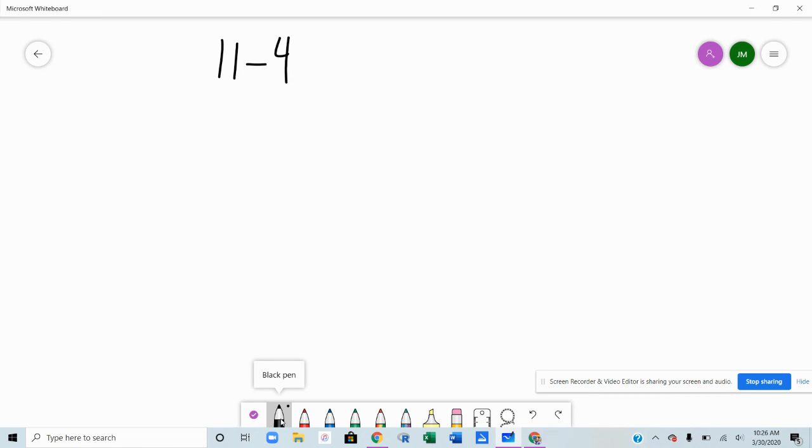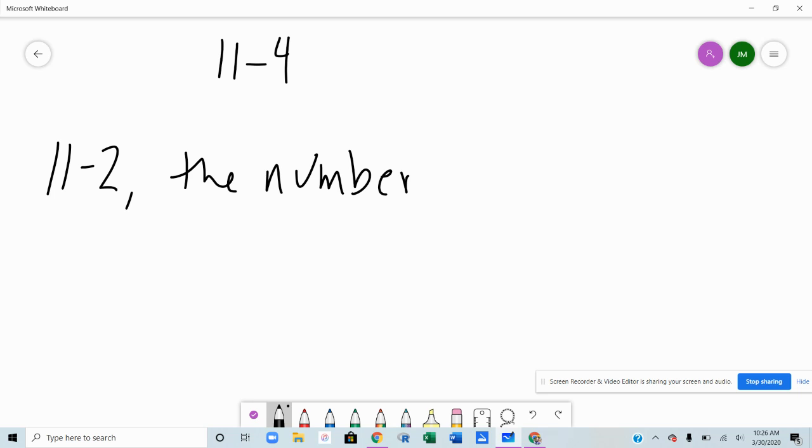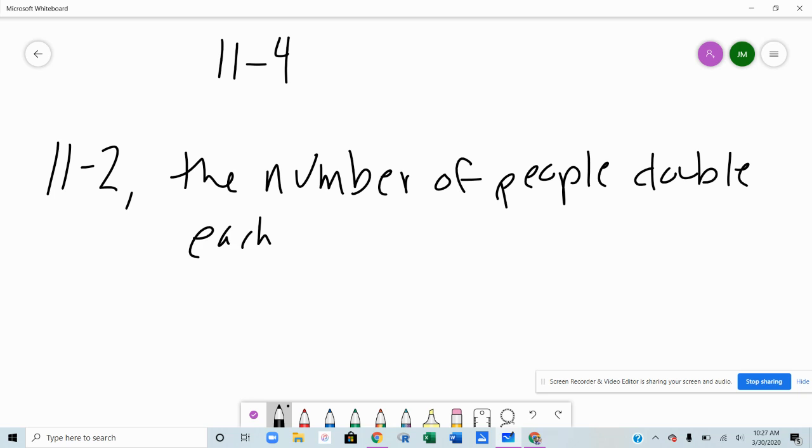All right, in 11.4, we're going to continue working with our exponential functions, and we're going to use more word problems. So it's a little bit of a continuation of what you saw back in 11.2, except in 11.2 in your word problems, you had things like the number of people double each year. And because you had the word double, you knew that you were using a 2.